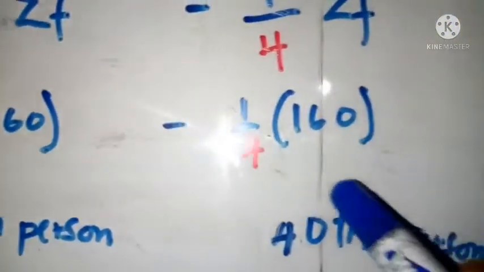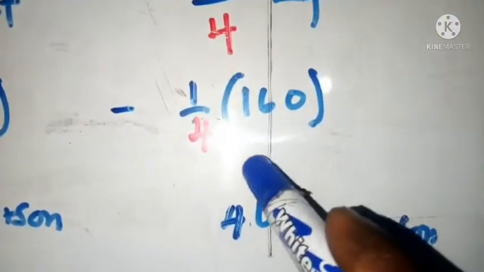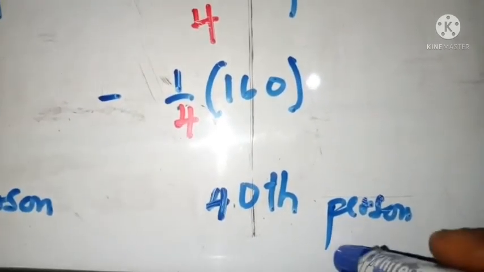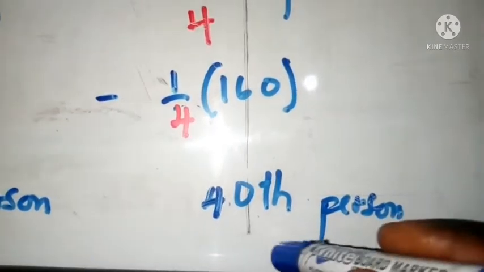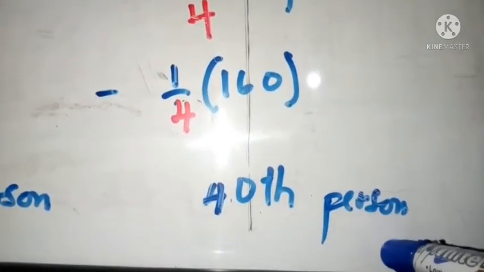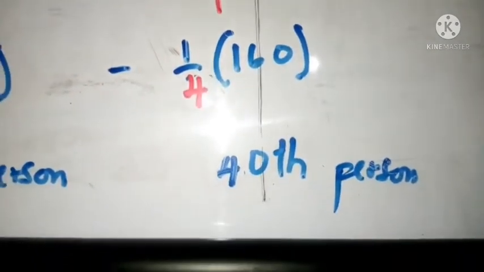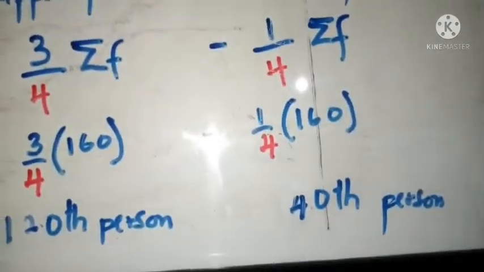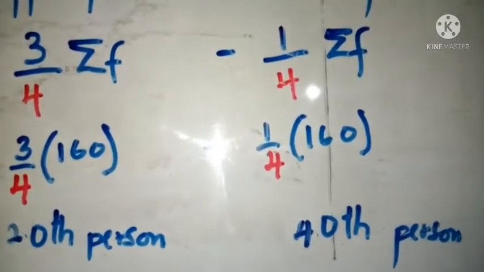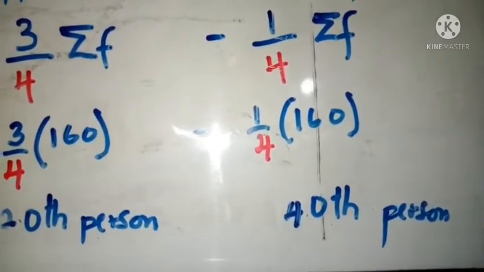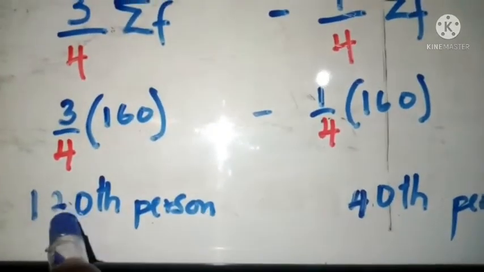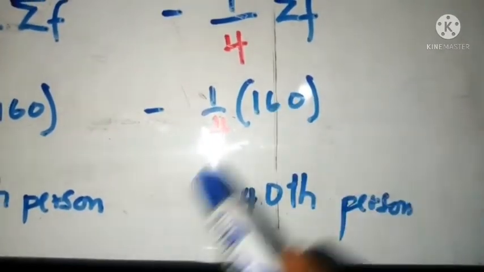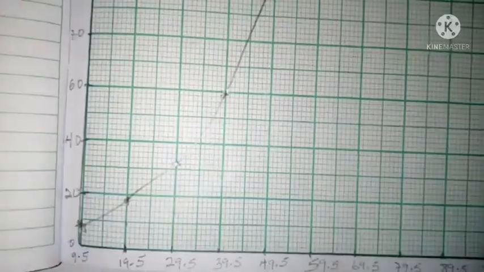The same thing applies to the lower quartile. You get the 40th person, what I mean is the 40th position. Who obtained the 40th position is exactly what you have to use your graph to determine. Remember, the difference between the two will give us the interquartile range. The question says you should use your graph to determine that. So let's use the graph to obtain the mark of this person as well as the mark of this person, and then we subtract the two to get the interquartile range.